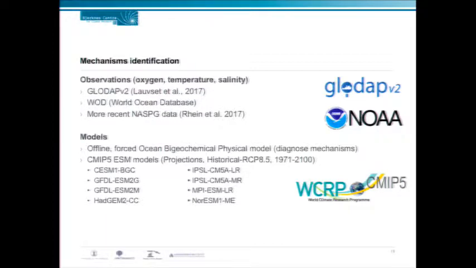And to do that, we look into the observations from all of the oxygen observations in the interior subpolar North Atlantic that we can get our hands on, from GLODAPv2, the World Ocean Database, and more recent subpolar gyre data from the University of Bremen. So this is a bit more extended data than the one shown in the Stendardo paper. And to study the mechanisms, we use an offline forced biogeochemical model. So this is like an Earth system model, but forced with reanalysis. And then later on, I will show you the predictions from the CMIP5 models.